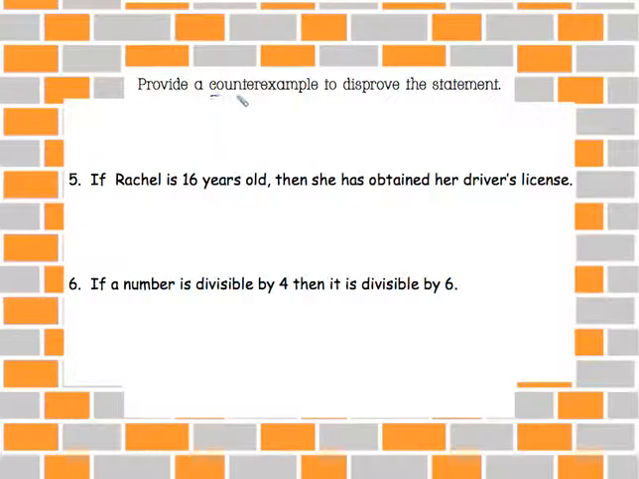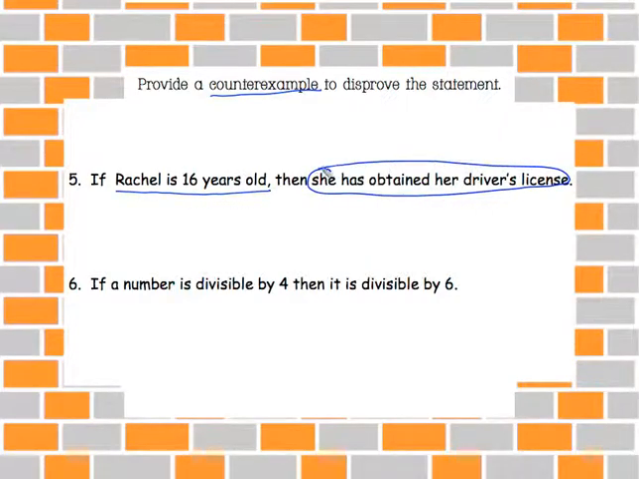So this one wants a counterexample. So if Rachel is 16 years old, then she has obtained her driver's license. So this is the hypothesis. This is the conclusion. So for a counterexample to work, this part has to be true, this part has to be false. So we can say Rachel is 16, but she doesn't have her driver's license. So you just think of a reason why Rachel might be 16 and still not have her driver's license. You could put that she failed the test. You could put that she didn't get her permit in time. Or maybe her parents just don't trust her on the road.